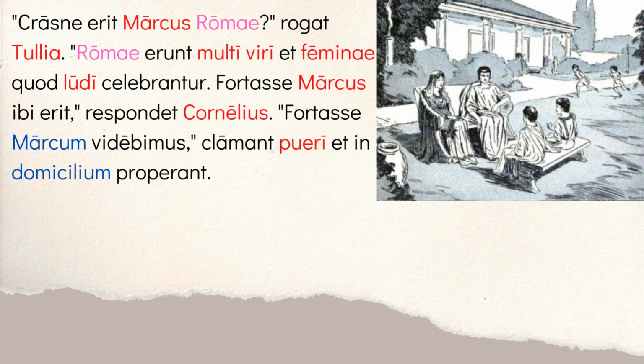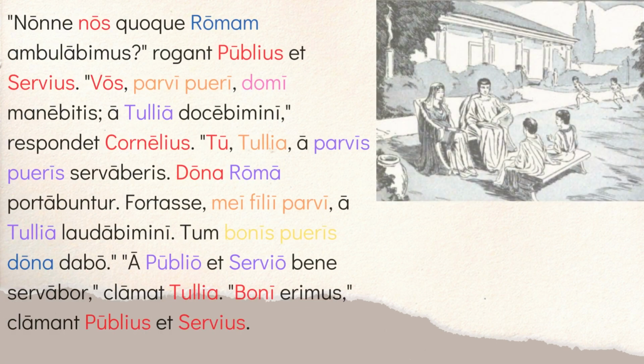Then you have "Fortasse Marcum videbimus," clamant pueri, "et in domicilium properant." So perhaps we will see, videbimus, that's future tense, right? We will see Marcus, he's the direct object, shout the boys. And properant, they hasten or hustle in domicilium, into the house, right? Into the domicile, if you will. So they get excited, they run to the house, they're saying, hey, maybe we'll see the older brother, Marcus.